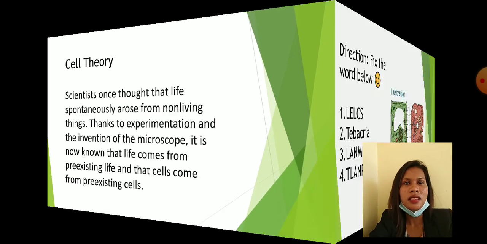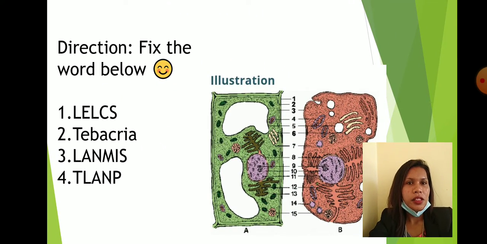Okay, next. Direction. Dito guys, hulaan nyo kung ano ito. Madali lang yan. Okay, next. Number 1, di ba, is cells. Number 2 is bacteria. Number 3 is animals. Number 4 is plants. Ang gagaling nyo, guys.